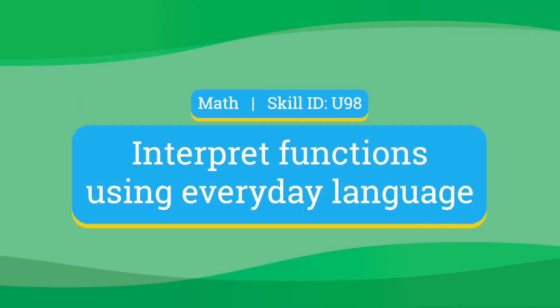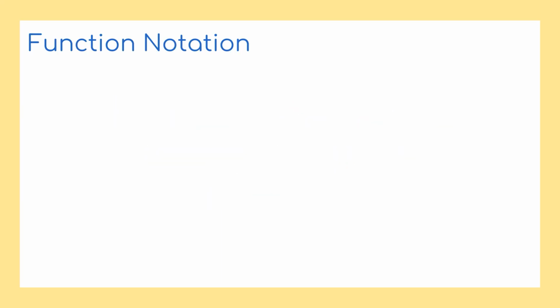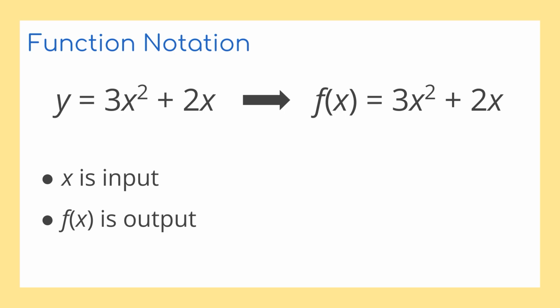Today we'll be learning how to interpret functions using everyday language. Let's first talk about function notation. You might be used to seeing functions written like this, but we could also write it like this. This may look different, but nothing really changed. X still represents our input, and instead of y being our output, we say f of x is our output. So for this function, if we wrote f of 1 equals 5, that tells us that when our input, x, equals 1, our output is 5.